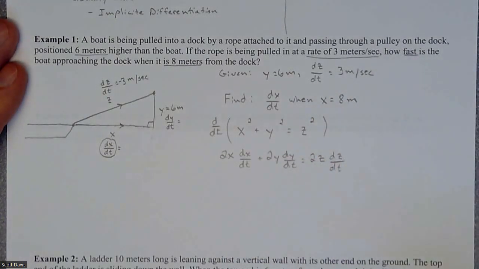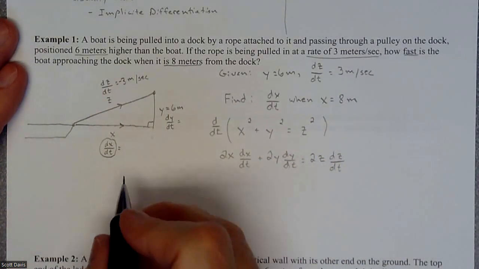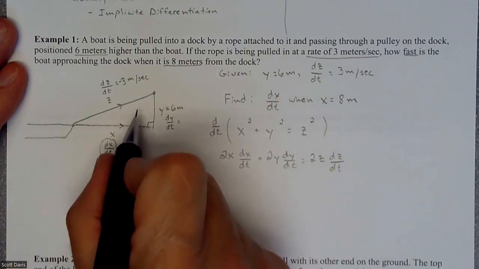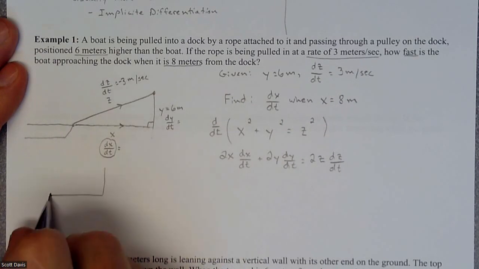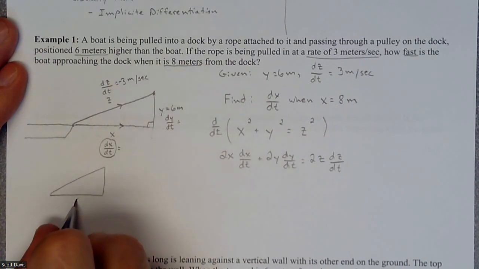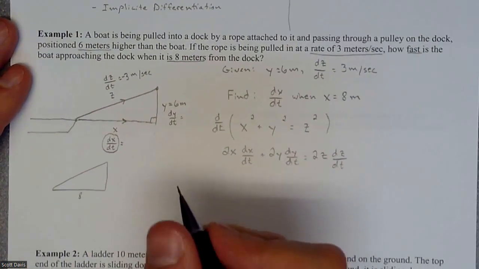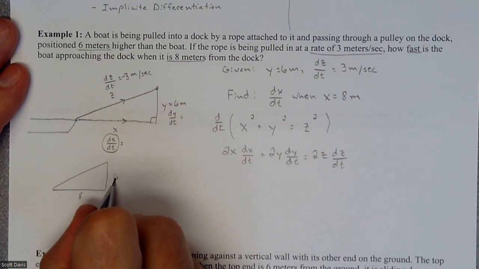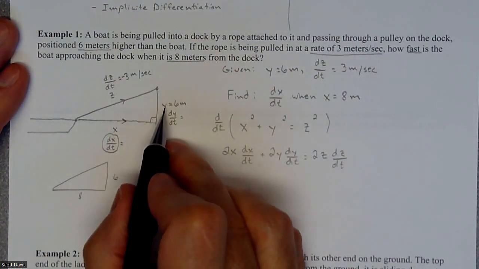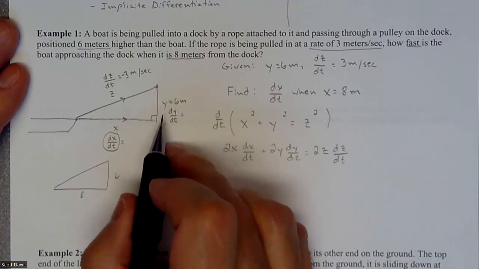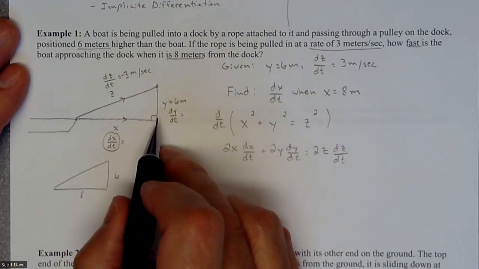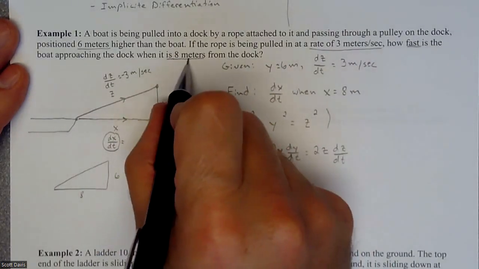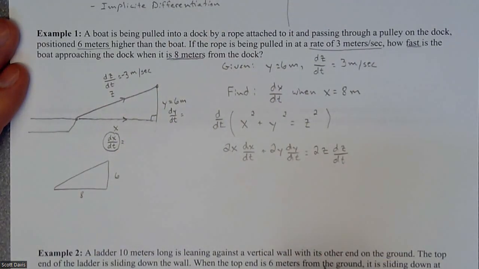All right, so let's look specifically. This is our generalization, but then we have a very specific triangle that we're looking at, when this x value is particularly 8. We know the y value is always 6 because it's saying that we are 6 meters from the top of the boat to where the pulley is. But they want to know specifically what's happening at 8 meters.